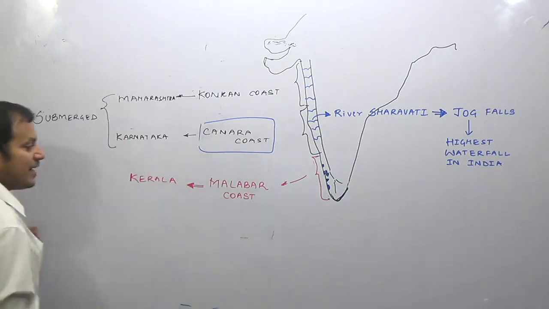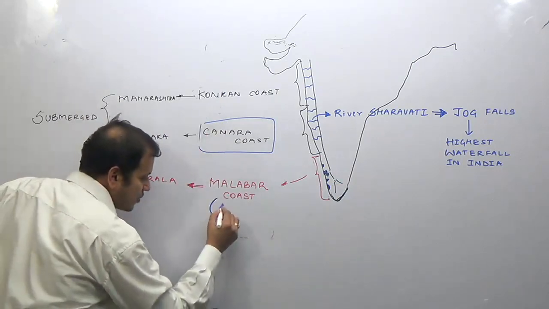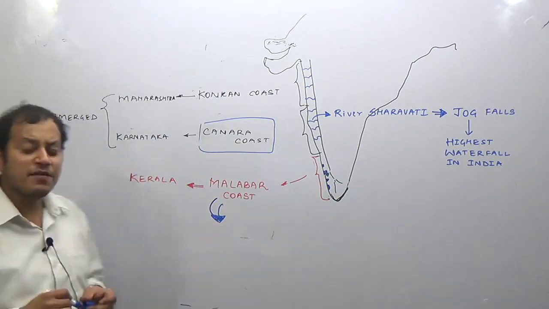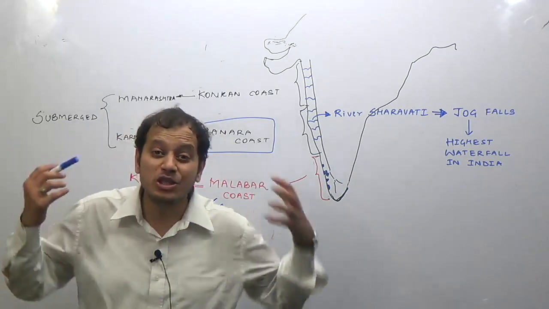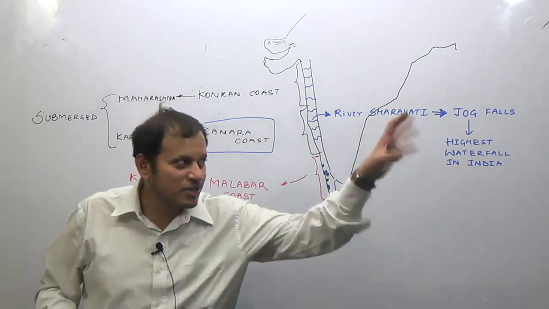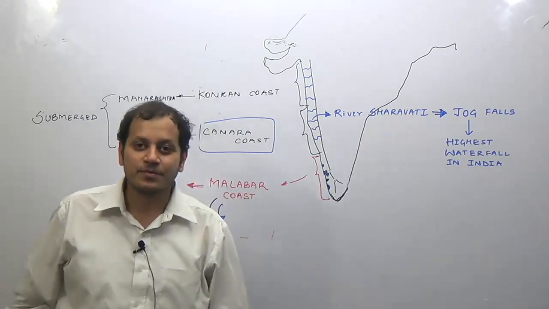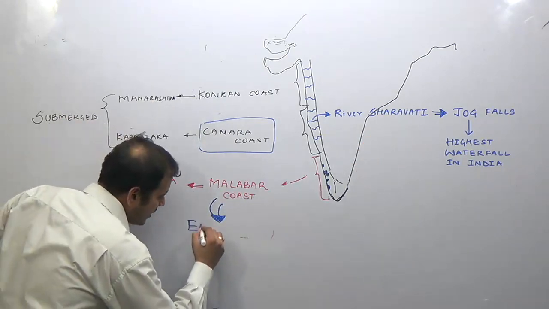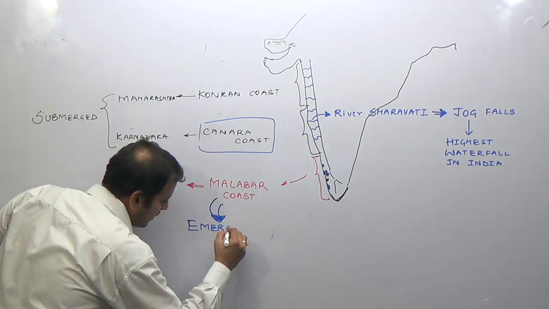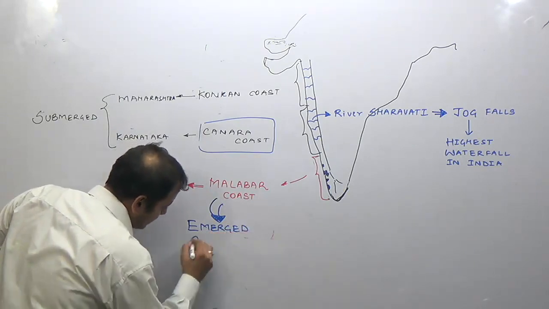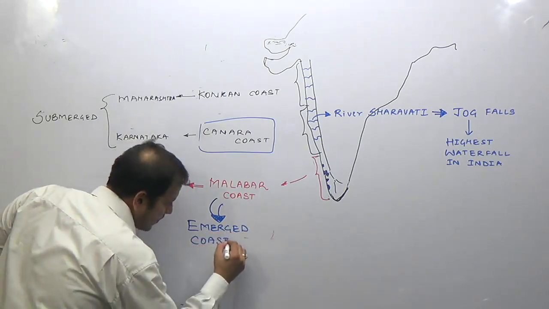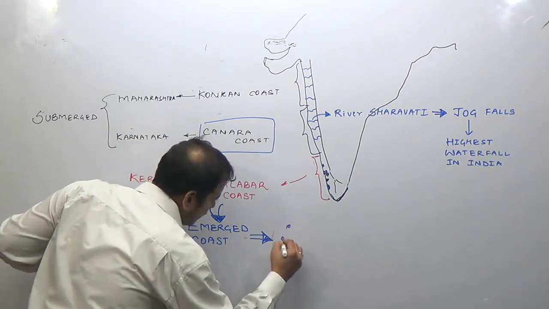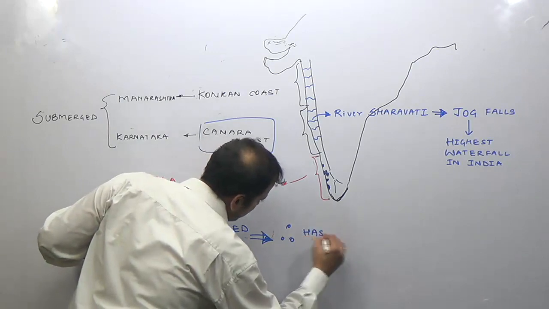So, the Kerala coast has a presence of lagoons. And if you remember in the previous lecture, which coastline has lagoons? Emerged or submerged coastline? The emerged coast. The Malabar coast or the Kerala coast is an emerged coastline, and therefore has numerous lagoons.